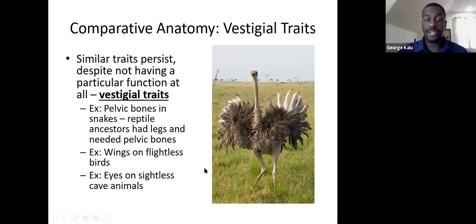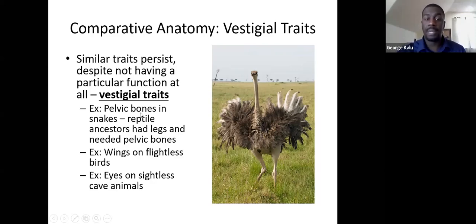So for example, here we've got an ostrich. An ostrich is a type of bird, right? Birds are going to have wings. Most birds' wings allow them to fly. However, ostriches also have feathers and wings, but their wings are non-functional. They're not going to be able to fly using their wings. And so an ostrich's wings would be considered a vestigial trait. It's a trait that continues to exist over time, even though it does not have any function. So any wings on flightless birds would be considered vestigial traits.